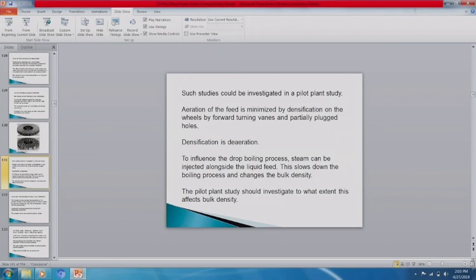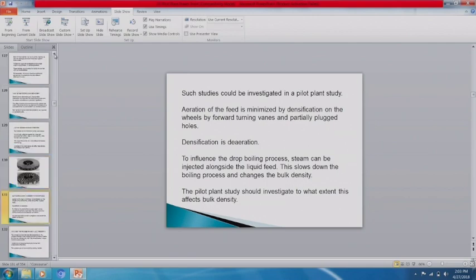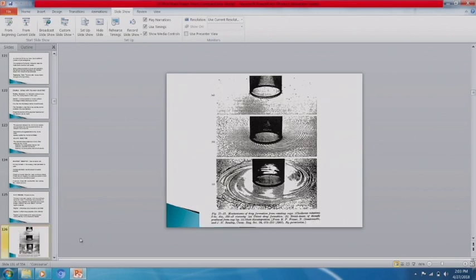To influence the drop boiling process, steam can be injected alongside the liquid feed. Go back here. Feed would be coming straight down on that and knocking off.